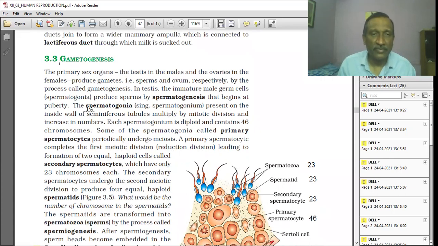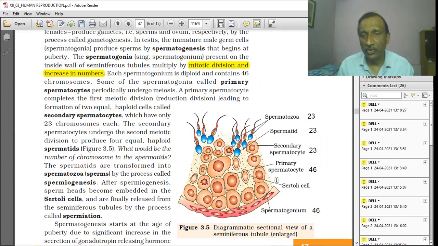The spermatogonia, present on the inside wall of the seminiferous tubule, multiply by mitotic division. Mitotic division is mentioned here for the first time. Mitotic division increases the number, which is required; otherwise, the entire cells would get used up within a few days. Now each spermatogonium is diploid and contains 46 chromosomes. Single is spermatogonium and plural is spermatogonia.